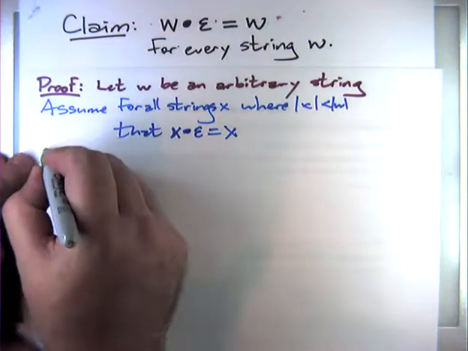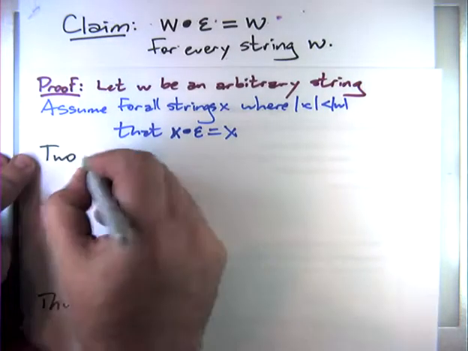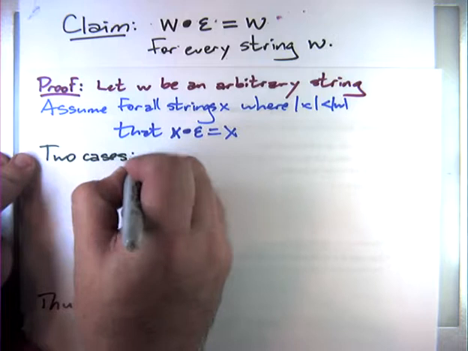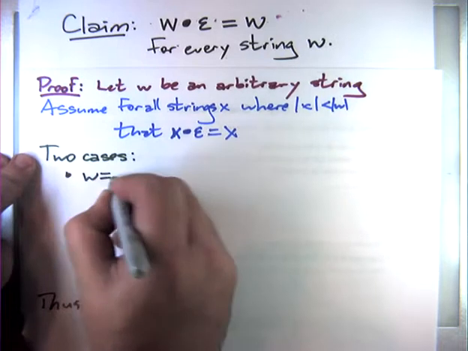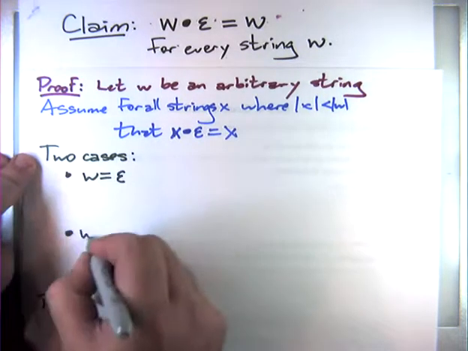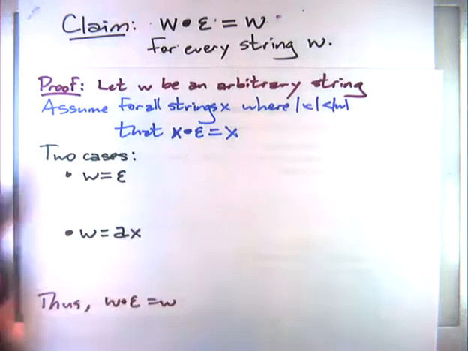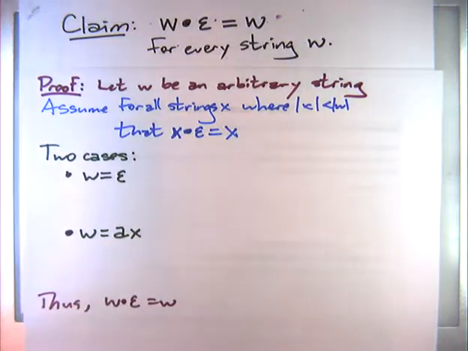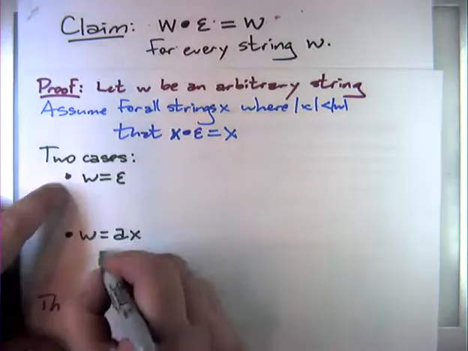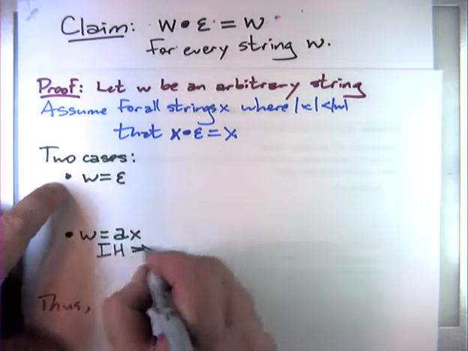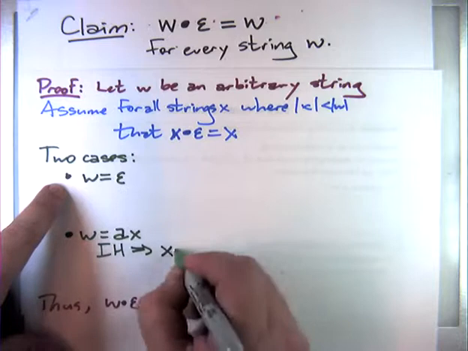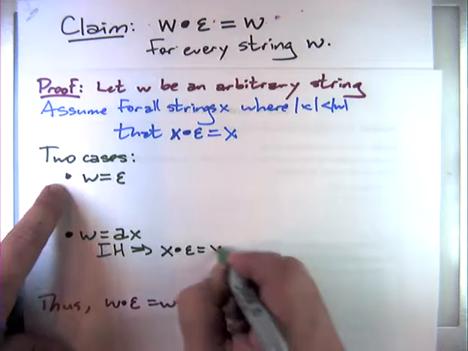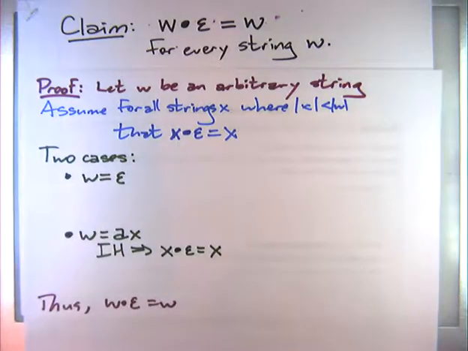Step 3, there are two cases to consider. Case 1, W is empty. Case 2, W is equal to AX for some character A and some shorter string X. And I can write down immediately the induction hypothesis implies that X dot epsilon is equal to X. At this point, I can start to think. Okay?